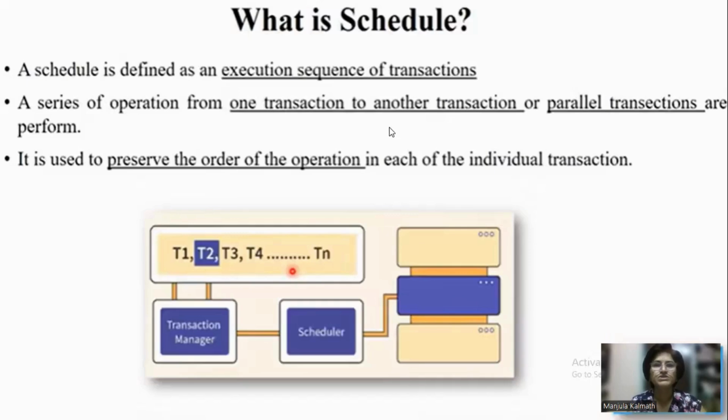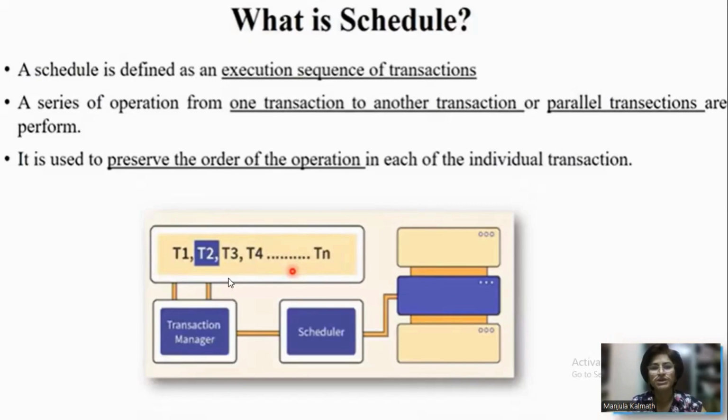Hello everyone. In this video, I'll discuss the schedule and different types of schedules. A schedule is an execution sequence of transactions. Here we have T1, T2, T3 and up to Tn. A number of transactions are coming for execution, and each transaction will be performing a number of operations. How these operations are performed in sequence is called a schedule.